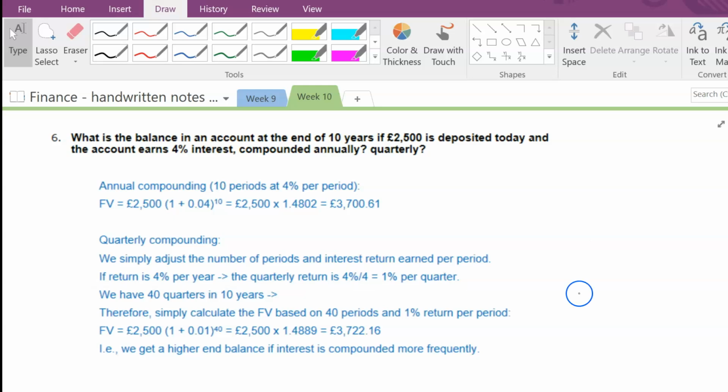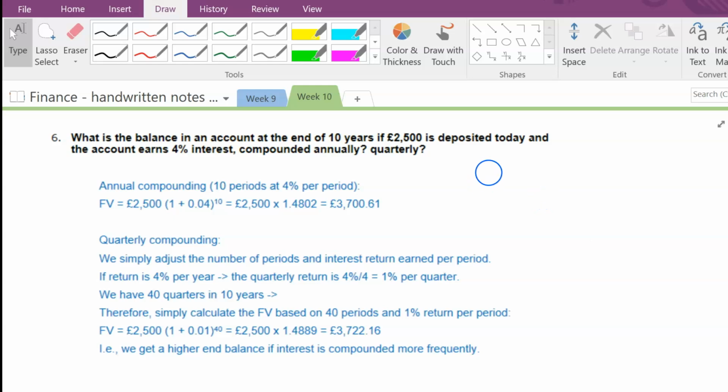So if you ask to apply the compounding with a different frequency, monthly or quarterly, you simply adjust the number of periods. So your quarterly return will be 1%. We have 40 quarters in 10 years. That is why you apply different number of periods and the different interest rate. And because you have more episodes of compounding, you've compounded more times, your result will be slightly higher. You can see that the actual end balance is going to be £3,722 rather than 3,700. You are earning slightly more if you're offered to compound on a quarterly basis.